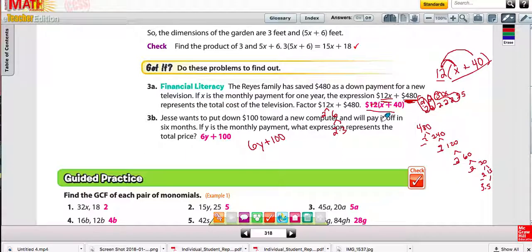So again, we'll do a lot more of these in class, practice together. You also have homework, practice 7.5, and a couple IXL lessons to practice this concept of factoring linear expressions.